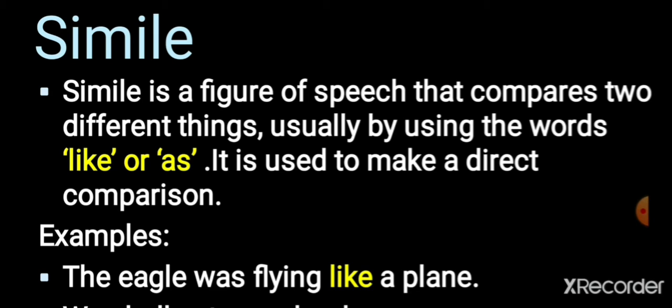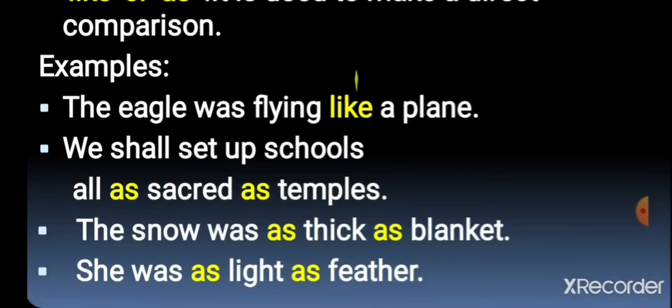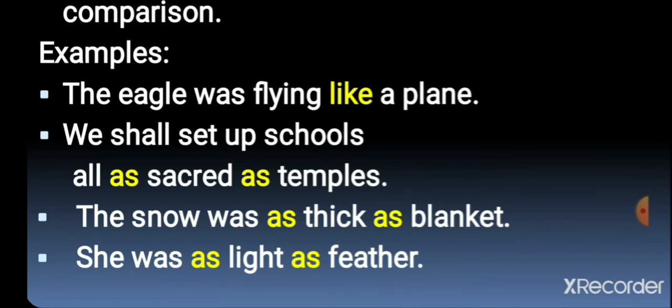Two different things में comparison होगा. And which words we can use here students? Like or as. Like or as words इसमें होंगे बेटा. Then we can say it's a simile and it is used to make a direct comparison. We can take examples students. Let's understand with the help of some examples.